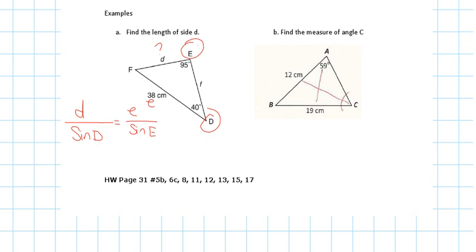Now I'm going to plug in the given information. I'm going to plug in the values. Okay? Side D, we don't know what that is. So this is what we're looking for. Over sine, angle D is 40 degrees.